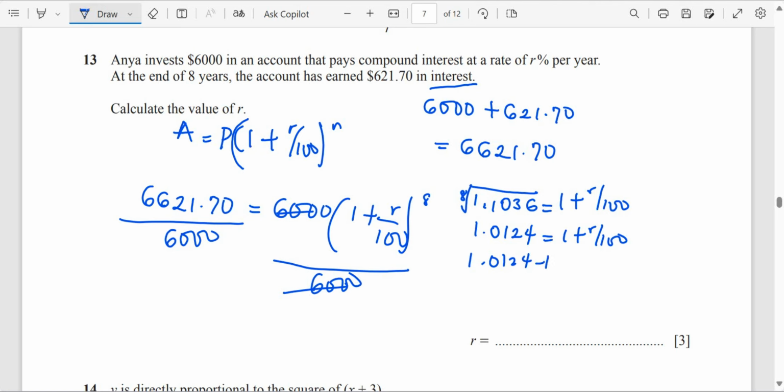1.0124 minus 1 equals r over 100. And this is going to give us 0.0124 times 100. So remember, when you multiply numbers with 0., you move your decimal point twice. 1, 2. And the answer is 1.24%. That is all right.